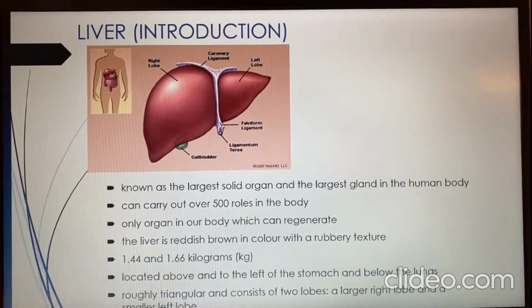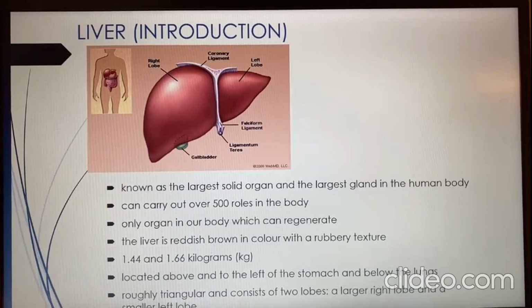So the next point is the liver is reddish brown in color with a rubbery texture. It weighs 1.44 to 1.66 kilograms. It is located above and to the left of the stomach and below the lungs. It is roughly triangular and consists of 2 lobes, a larger right lobe and a smaller left lobe. As based on the figure I've placed here in the slide, this is the figure that I've used for drawing the liver organ.